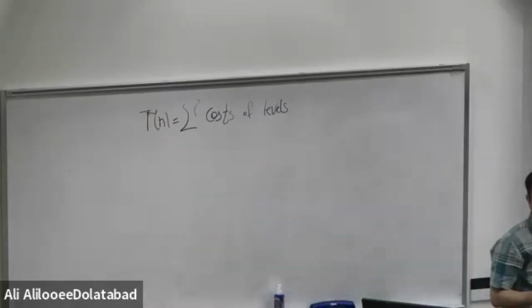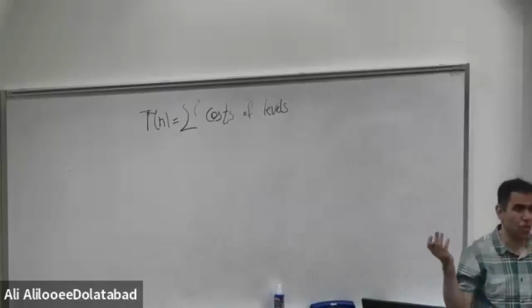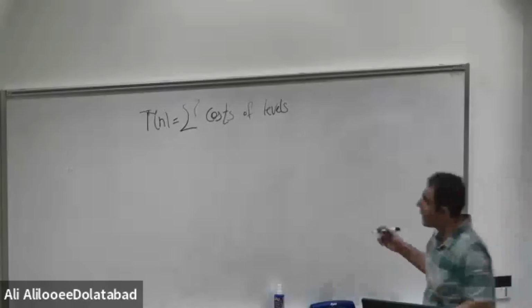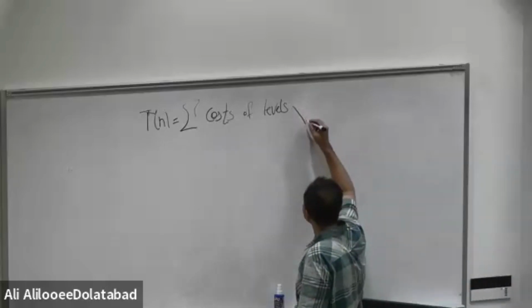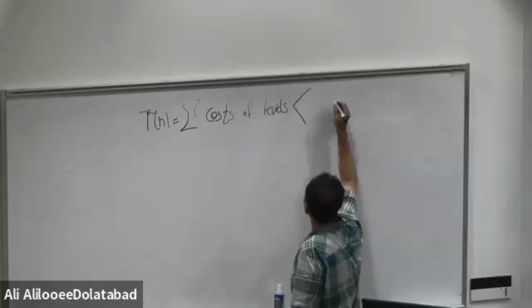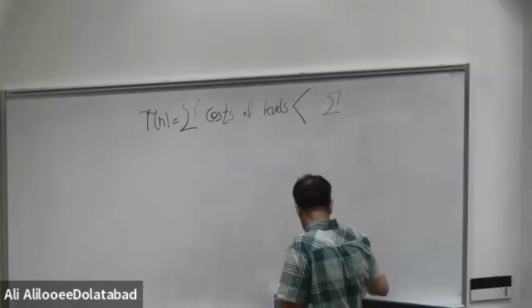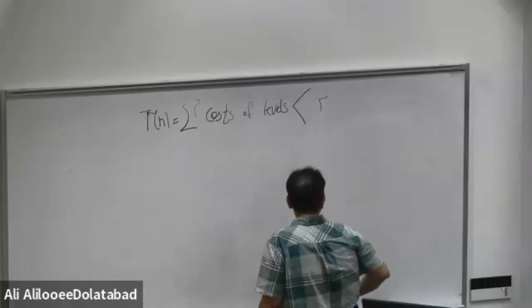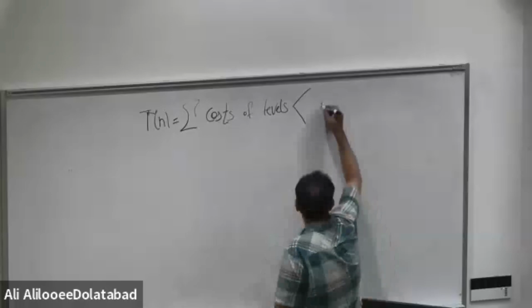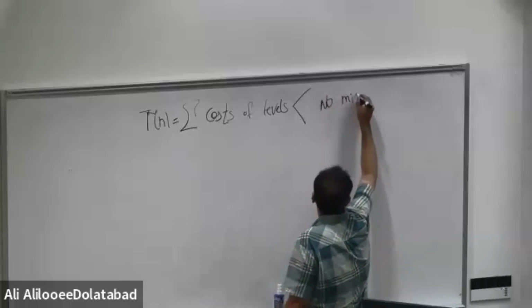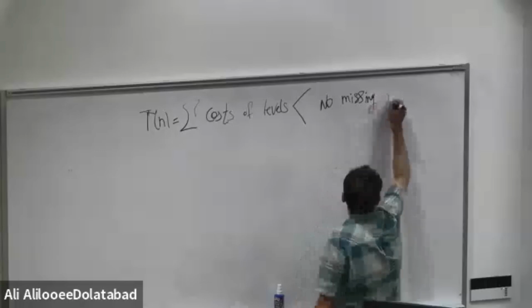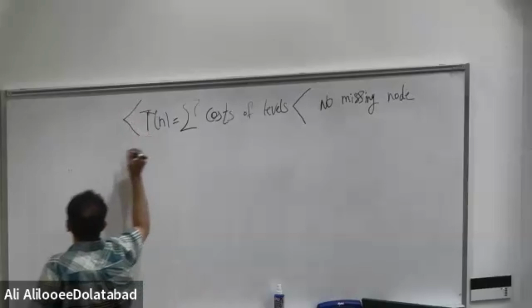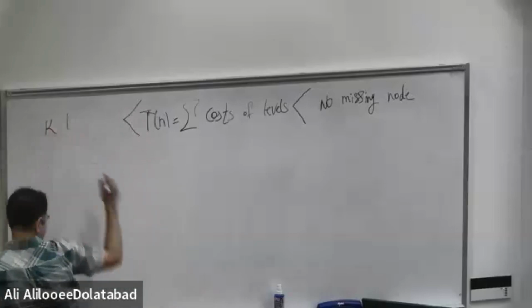But the cost of levels seems not to be known, because there are some missing nodes. Then what can be written? You can say that this is less than the case where we have everything, the case with no missing nodes, and bigger than the sum of K levels.